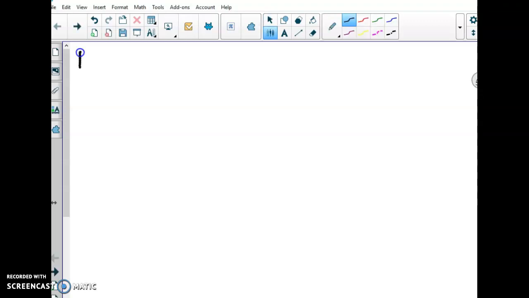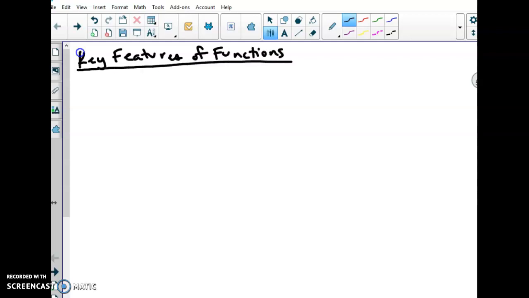We're going to be looking at key features of functions. Specifically, we're going to be talking about the graph, so we will be using Desmos to look at that information, and it's a lot easier to pick out the information because Desmos already finds key information for you.